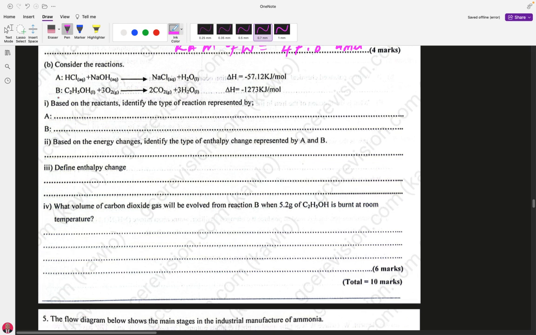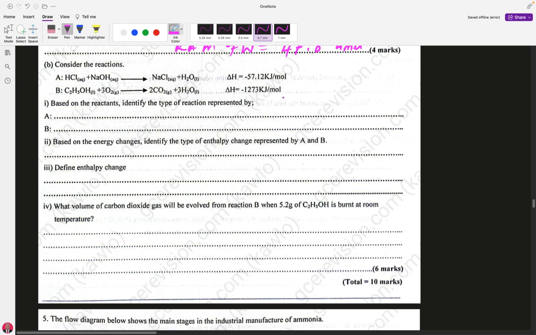Okay, then this is reaction B. We have ethanol, the liquid form of ethanol, or what you call spirit, reacting in oxygen. That is a combustion reaction. You are going to have a complete combustion, giving 2 moles of carbon dioxide and 3 moles of water. It is still a combustion reaction.